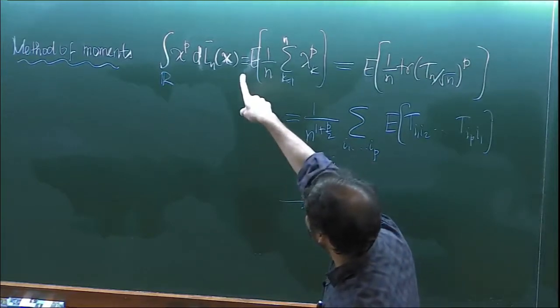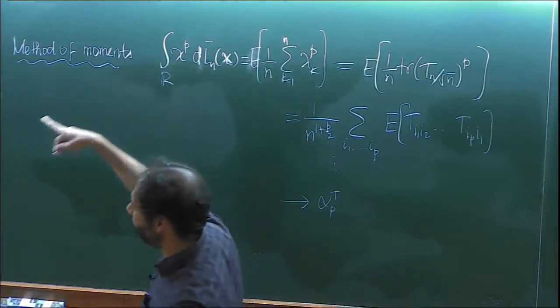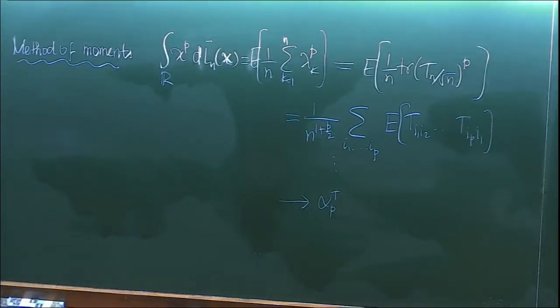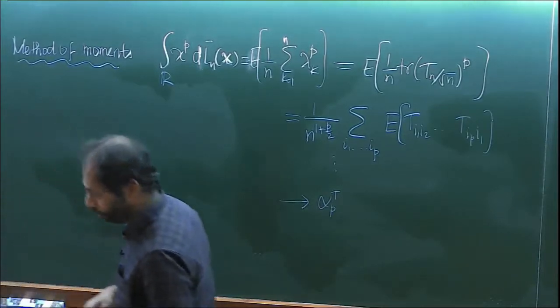This one. That's the definition of L_n bar. L_n bar is the expected empirical spectral distribution. The pth moment of L_n is just 1 over n, summation of lambda_k to the power p. So L_n bar is just the expectation of that. It just means any functional expectation under this, the integral over this, is the expectation of the integral over this. That's what it means.